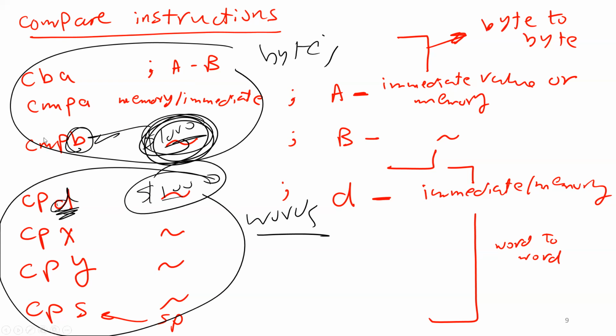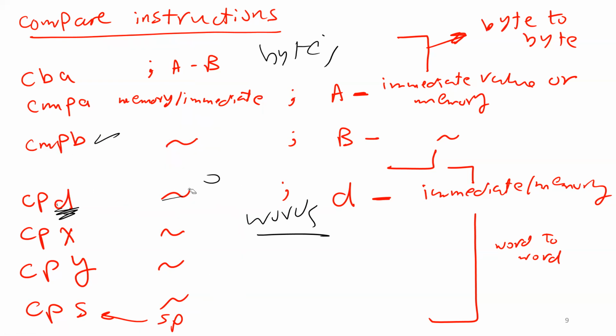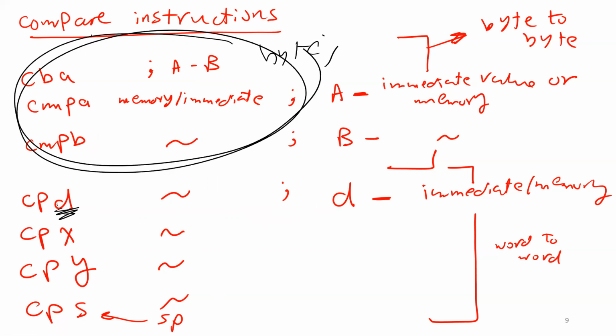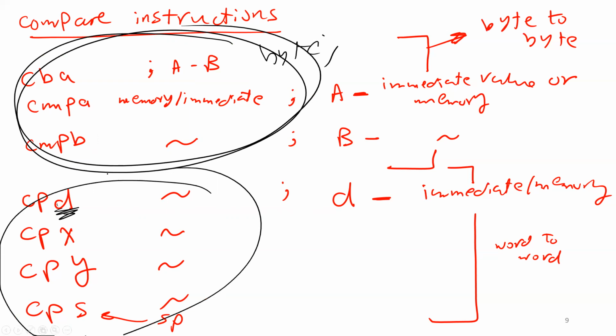You can compare D, you can compare X, you can compare Y with an immediate value, or you can compare S, the stack pointer. Okay, guys, any questions? Very easy. So for compare, we have only these instructions for bytes, and these instructions for words. As usual, you don't see here that I can compare memory location to memory location, as usual, right? But that doesn't mean I can't do it.